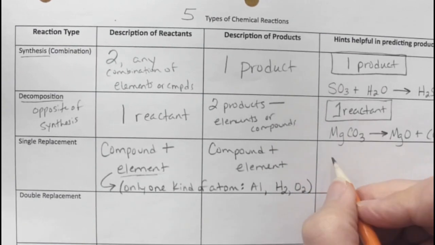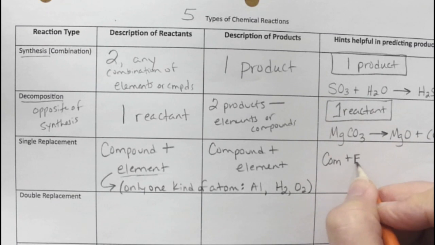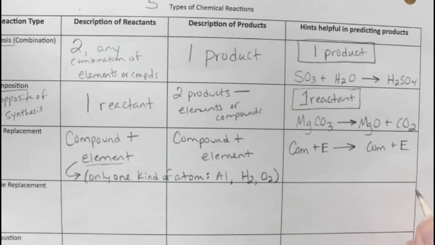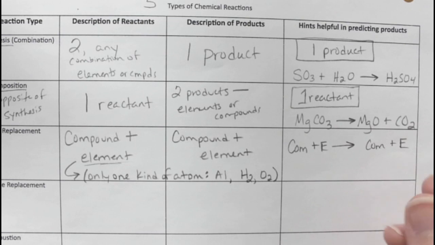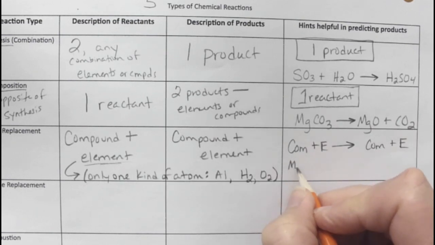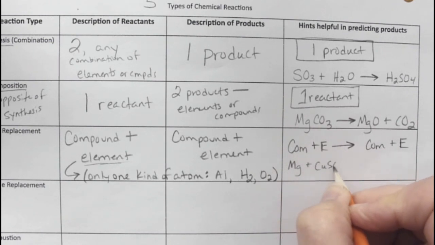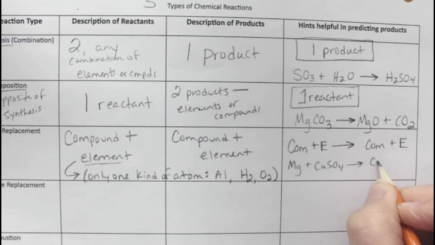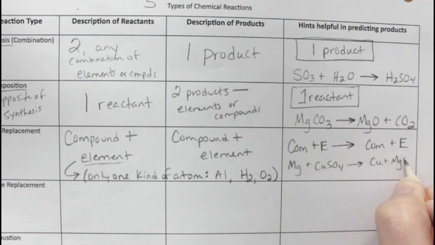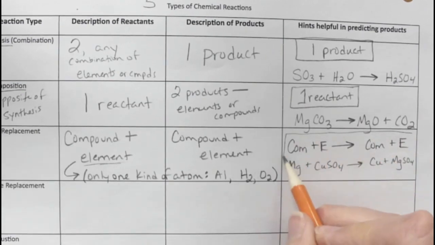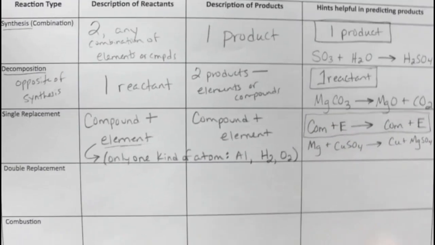And so our hint, I'm just going to abbreviate compound plus an element. And then on the product side, I'm going to have a different compound and a different element. So my example single replacement reaction, magnesium plus copper sulfate produces copper plus magnesium sulfate. That's our hint. Here's our example reaction.